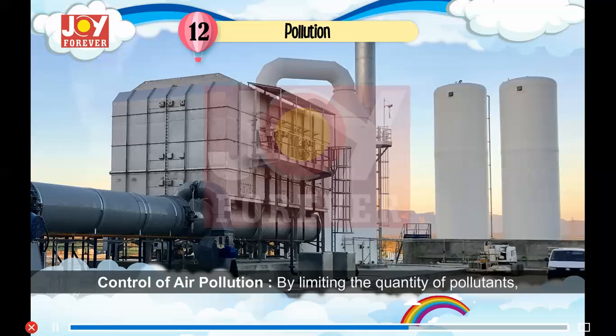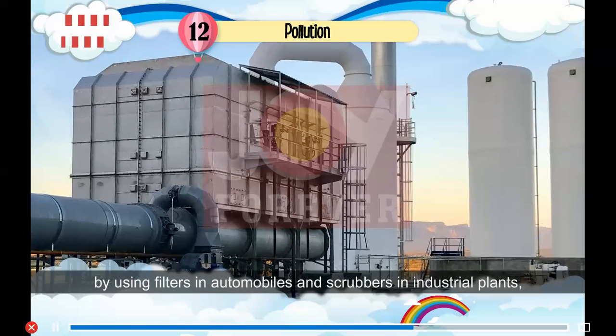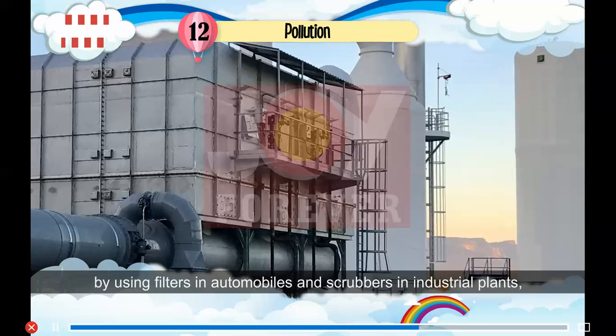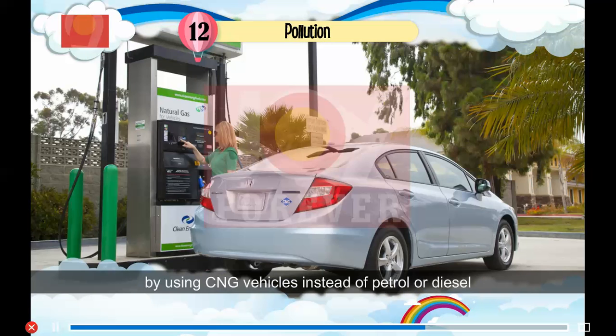Control of air pollution. By limiting the quantity of pollutants, by using filters in automobiles and scrubbers in industrial plants, by planting more and more trees, by using CNG vehicles instead of petrol or diesel, or pollution check vehicles.